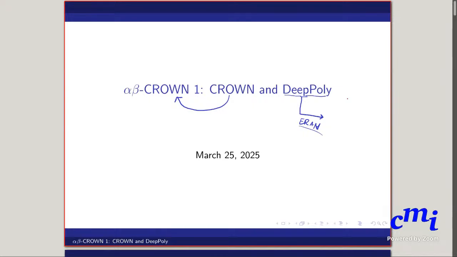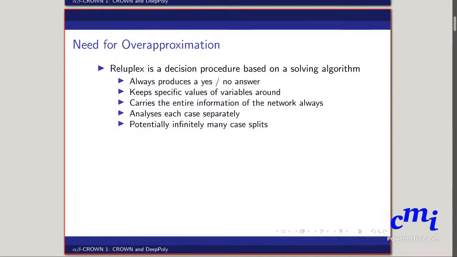Most of these slides will be explaining what abstract interpretation is within the context of Crown and Deep Poly, because these tools are fundamentally based on abstract interpretation as a technique. Okay. So let's begin there itself: the need for over approximation, abstraction, and finally the motivation to go into abstract interpretation.